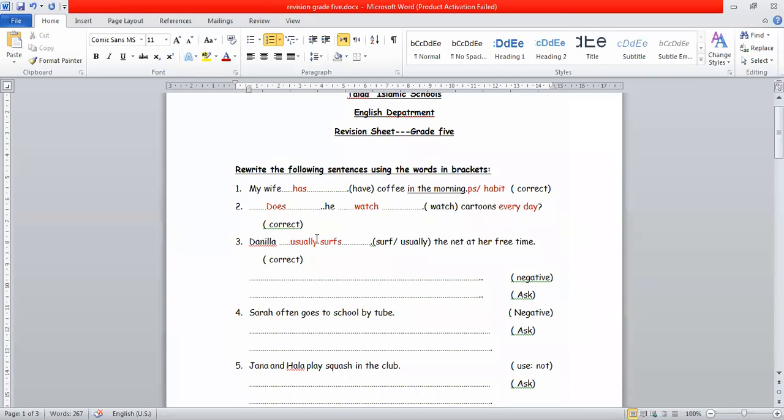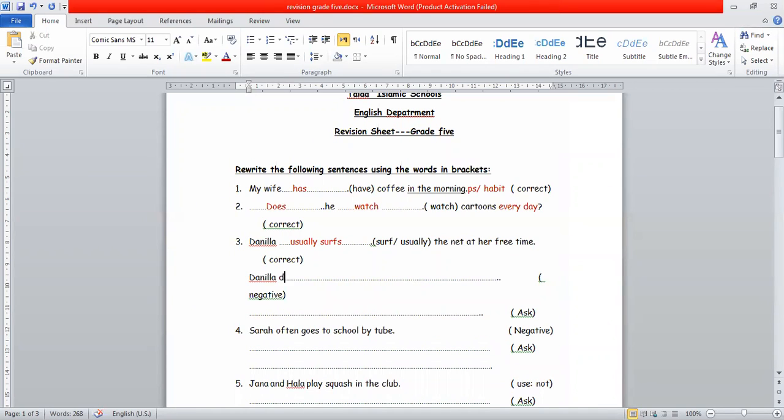Yes, Mariam? Mariam Muhammad? Yalla. Can you make it negative, Mariam? Daniela doesn't usually surf the net at her free time. Very good. Daniela doesn't usually surf the net at her free time. Why do you put doesn't? Negative, in present simple, we keep doesn't or don't. Because Daniela is she, so we bring doesn't. Okay. Doesn't helping, yes. Very good. Daniela doesn't.